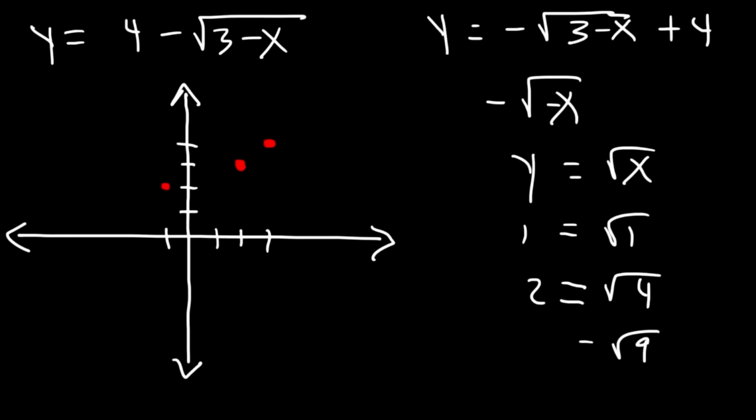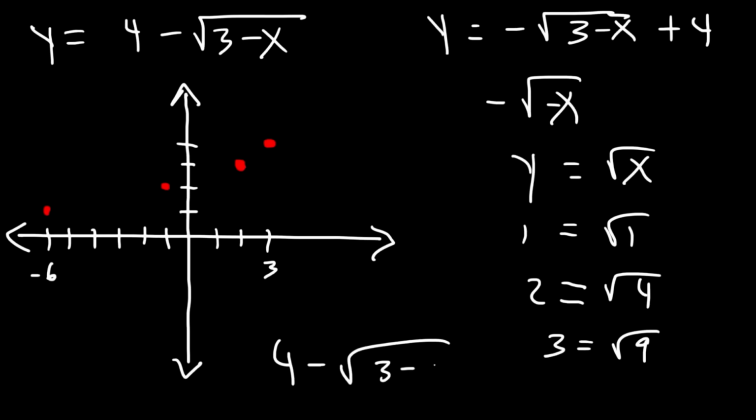The square root of 9 is 3. So if we go 9 units to the left, 3 minus 9 is -6. So that's going to take us to this point. And we need to go down 3, so we're starting at 4. 4 minus 3 is 1. So we're going to have the point -6, 1. So if you plug in -6, that should give you 1. So 4 minus the square root of 3 minus -6. 3 minus -6 is the same as 3 plus 6, which is 9. And the square root of 9 is 3, and 4 minus 3 is 1. So we do get this point.